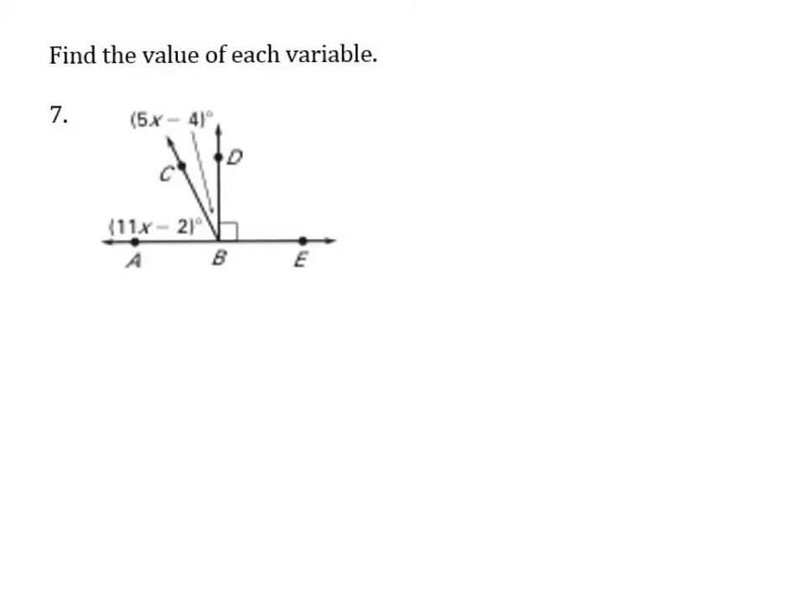First thing I notice is that this angle on the right is 90 degrees. Now in this case, I'm going to use the angle addition postulate and figure out that that large angle, angle ABE, is equal to the sum of the measure of angle ABD plus the measure of angle DBE.